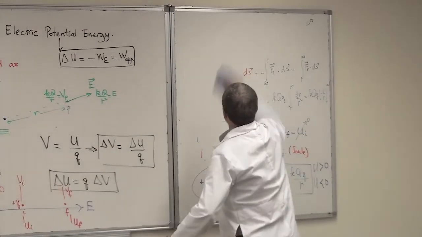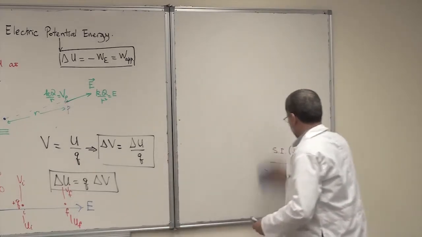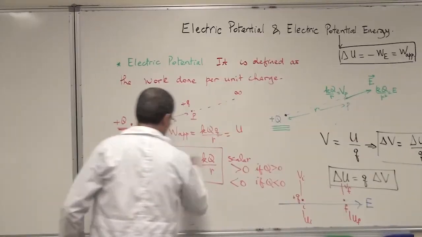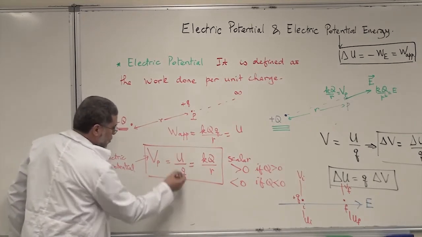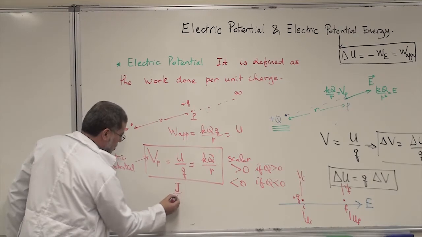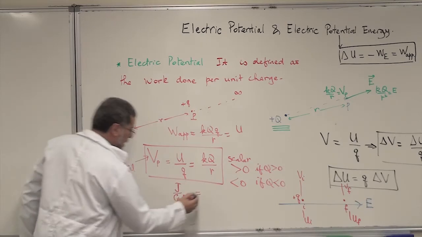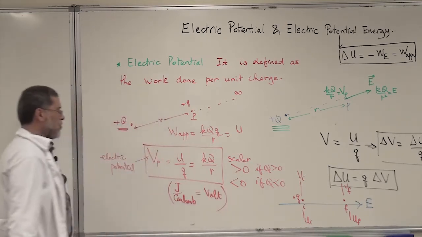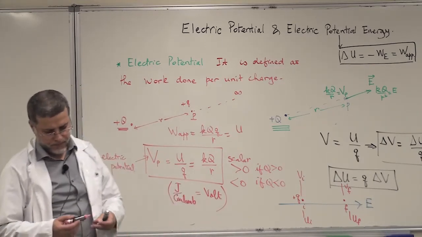Let me now do something here to show you exactly what is happening. It's very important to understand this point. Let me just give you the units of the potential since we are here. It's U over q, so it's joules over coulomb, and joules over coulomb, I call it volt. That's the unit for V, the electric potential. The SI unit is volt.